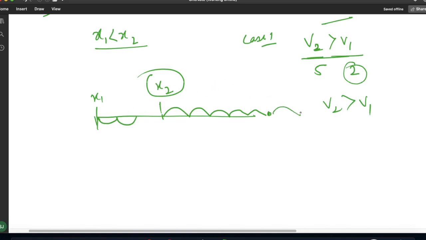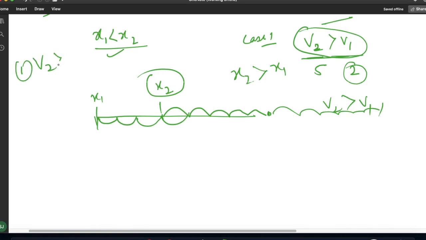In the second iteration it will go 1 2 3 4 5 here, and it jumps only 2 meters, it will reach here. So you can see here x2 is always greater than x1. This is the case already given, but whenever v2 is greater than v1, then they will never meet. So the first scenario is whenever v2 is greater than v1, they will never meet.